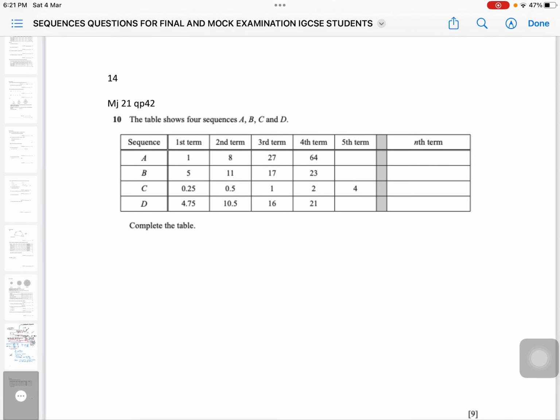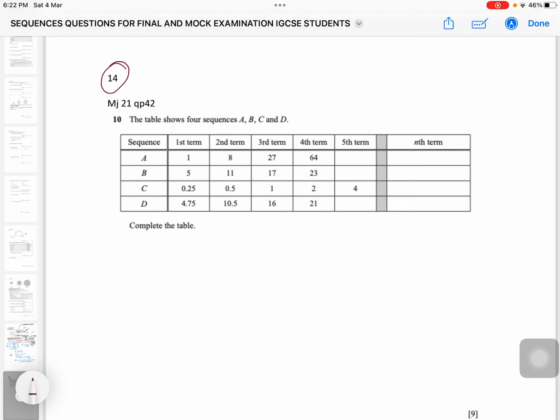See, this question is from the paper. This is May June 42, Question 14. This worksheet is a series of videos for IGCSE students, and the topic is sequences. Now, what is this sequence A?